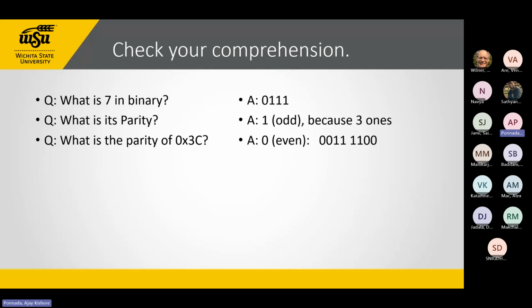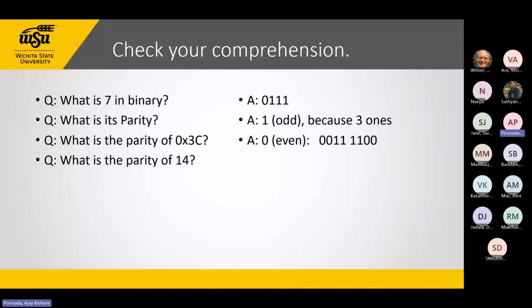This number is odd parity. And then just count the number of ones: 4. So this is even parity. If the number of ones is even, it's even parity. 4 ones here, so it's even parity. 3 ones here, it's odd parity. That's it. It's simple. Count the number of ones and tell whether it's even or odd.